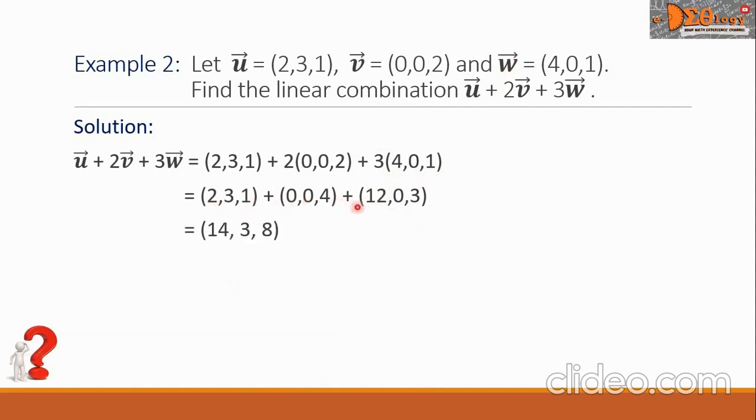2 plus 0 plus 12 is 14. 3 plus 0 plus 0 is 3. 1 plus 4 plus 3 is 8. This is now the new vector. Translating this into a linear combination, we have now 14i plus 3j plus 8k.